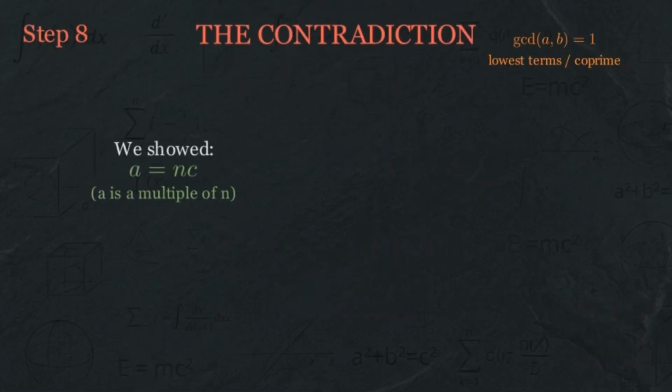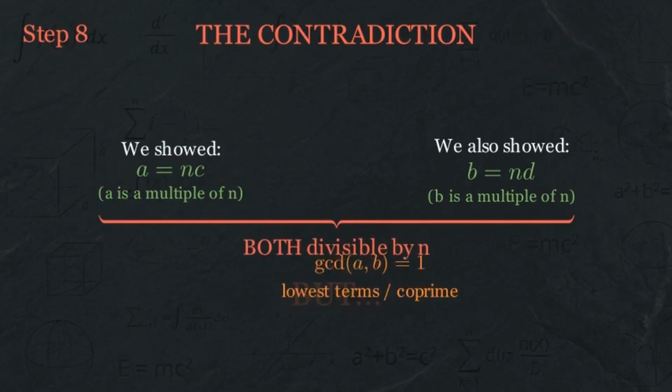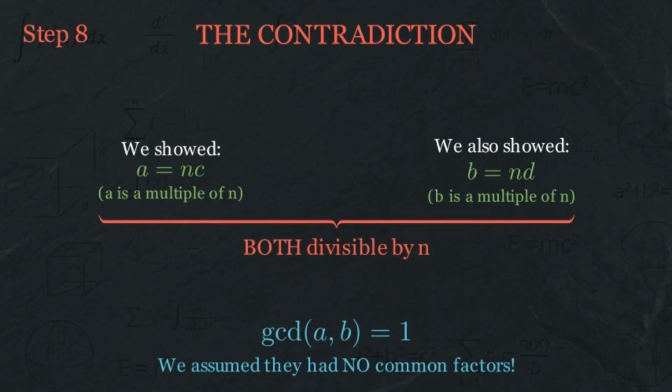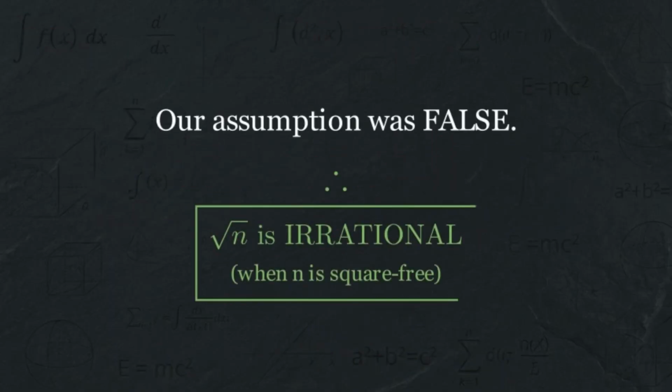Step 8. We just showed that both a and b are multiples of n, but we started by assuming they had no factors in common. This is a contradiction. So for bucket 1, the square root of n is irrational.